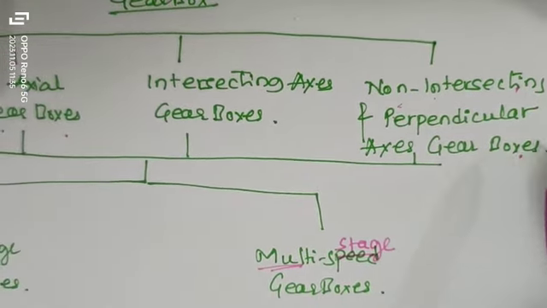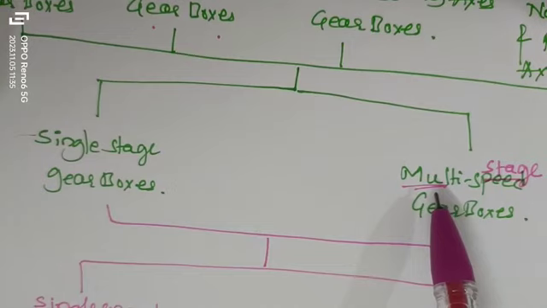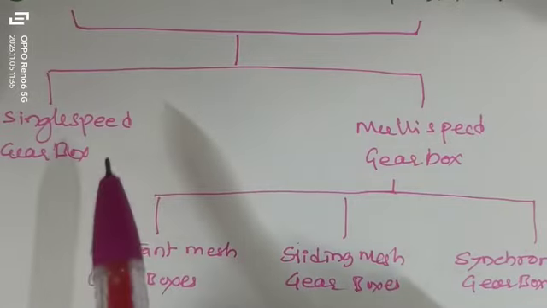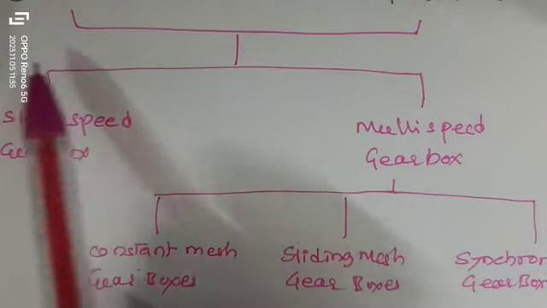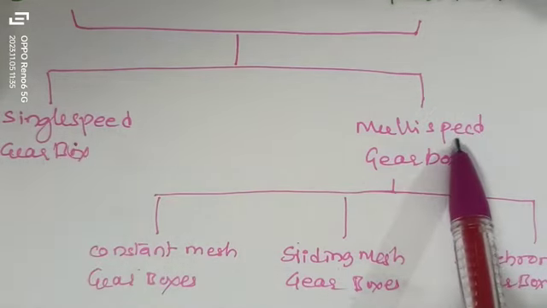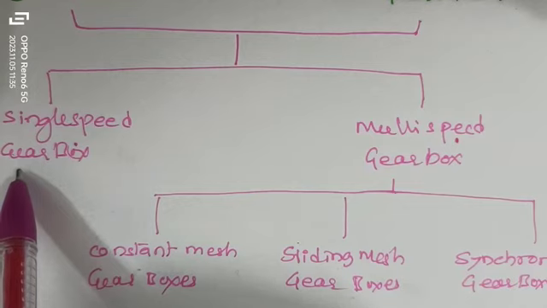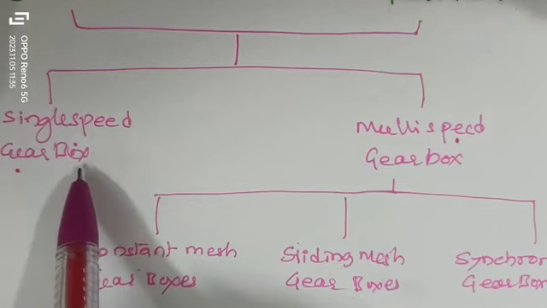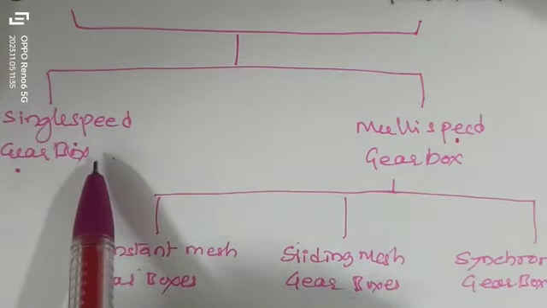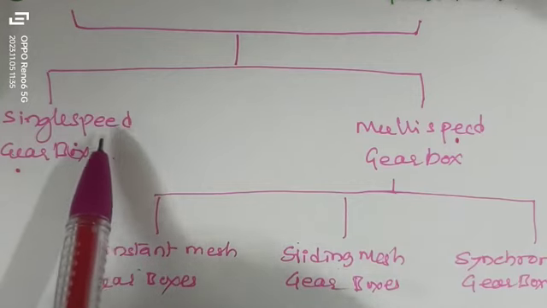According to the number of stages, these are classified into two: single stage and multi-stage. Further, classification according to the number of speed ratios: single speed gearbox and multi-speed gearbox. A single speed gearbox operates with only one speed ratio or gear ratio, and for every input speed there is only one output speed.